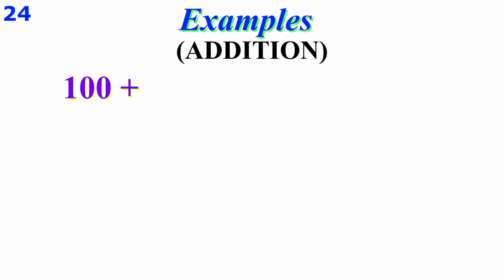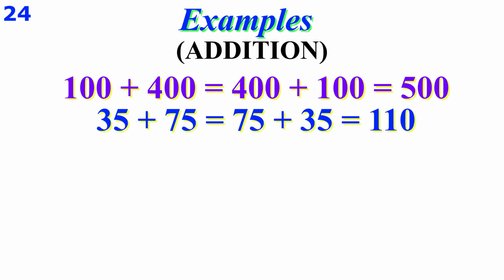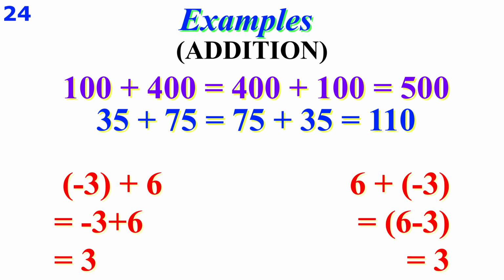Addition first. 100 plus 400 equal to 400 plus 100 equal to 500. 35 plus 75 equal to 75 plus 35 equal to 110. Another example, minus 3 plus 6 equal to 6 plus minus 3 equal to 6 minus 3 equal to 3. Clear, friend? Now multiplication.